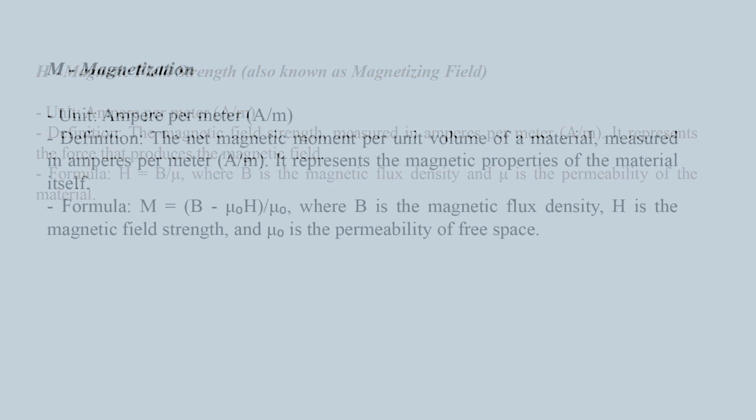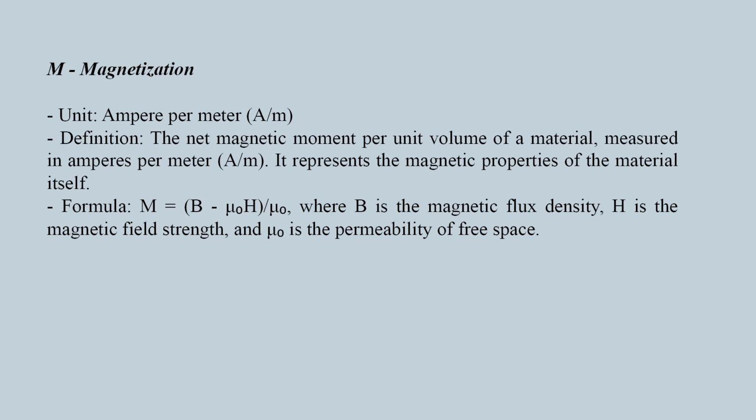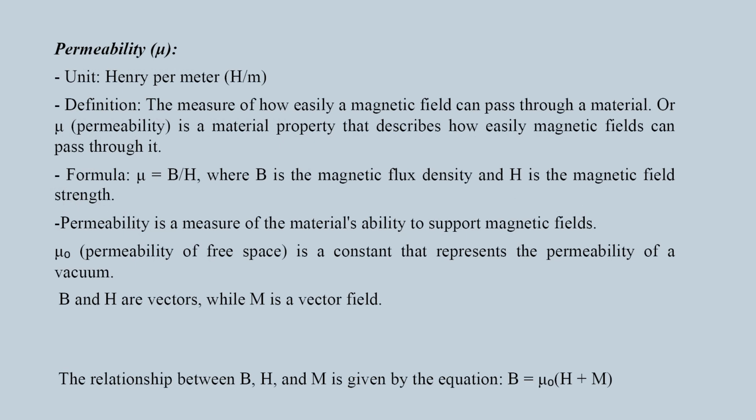material. M, magnetization, unit ampere per meter. Definition: the net magnetic moment per unit volume of a material measured in ampere per meter. It represents the magnetic properties of the material itself. Formula: M equal to (B minus mu naught H) upon mu naught, where B is the magnetic flux density, H is the magnetic field strength and mu naught is the permeability of free space.